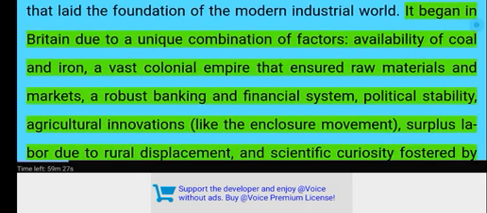It began in Britain due to a unique combination of factors: availability of coal and iron, a vast colonial empire that ensured raw materials and markets, a robust banking and financial system, political stability, agricultural innovations like the enclosure movement, surplus labor due to rural displacement, and scientific curiosity fostered by the Enlightenment.